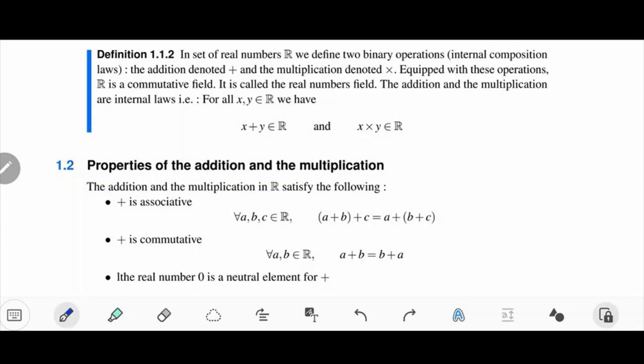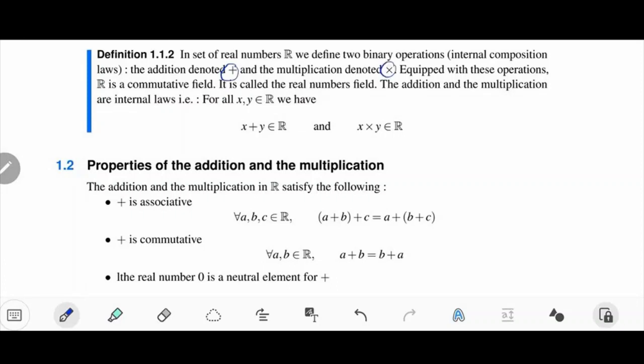Hi, we defined the sets of numbers, and now it's time to define some operations that can be applied between the numbers, the elements of the sets. We will consider now the set of real numbers, and we'll define operations on these real numbers. First, we define the addition, denoted plus, and then the multiplication, denoted by times.